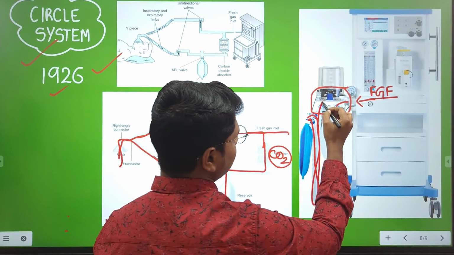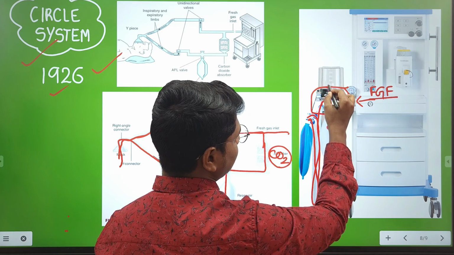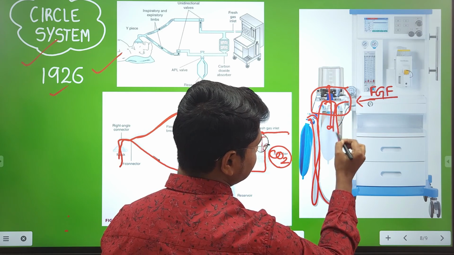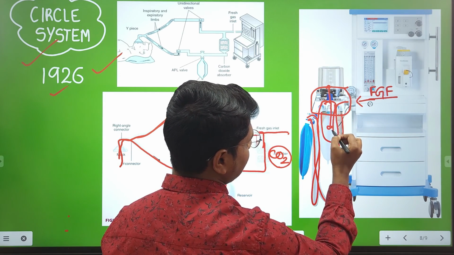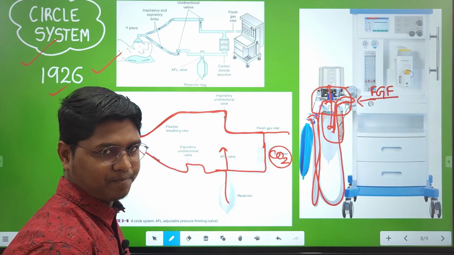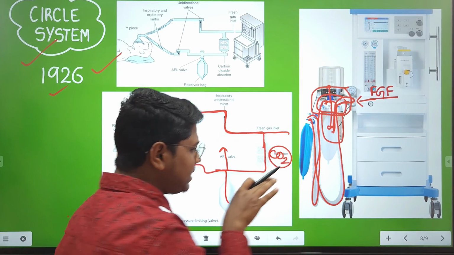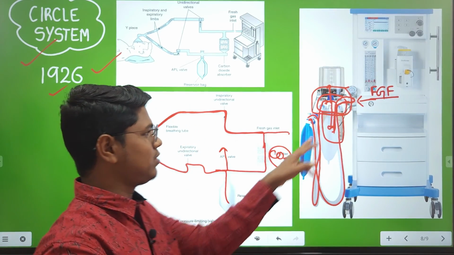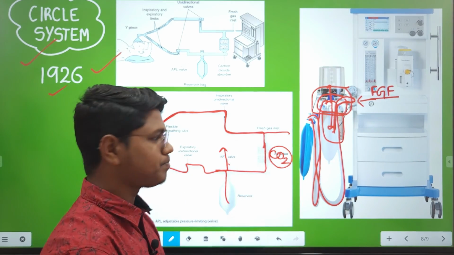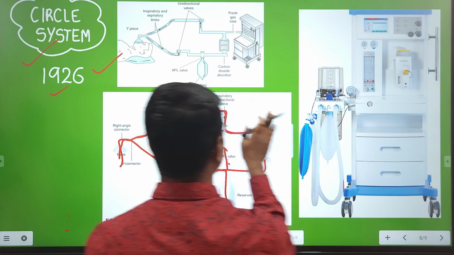When it goes, some will go to the rebreathing bag and some through the APL valve, and most of it will go through this canister here, which is the soda lime canister, and it will come back to the inspiratory limb. Okay, so this is the machine. There will be tubings inside. I cannot show you on the outside, but the concept is like this. So now you know how the circle system works.